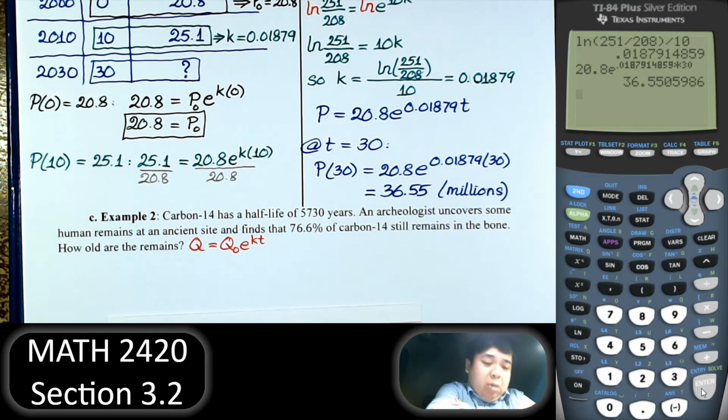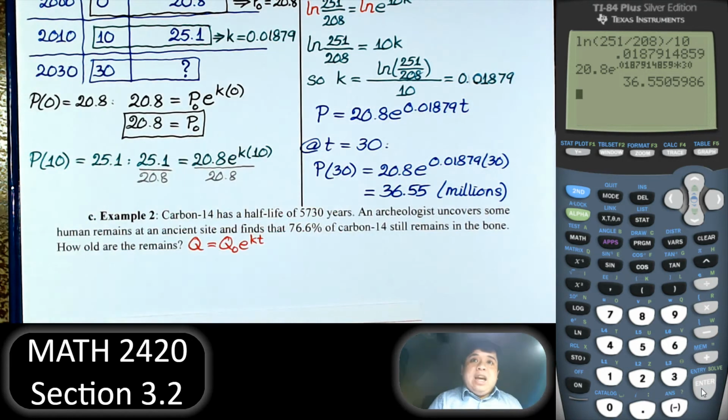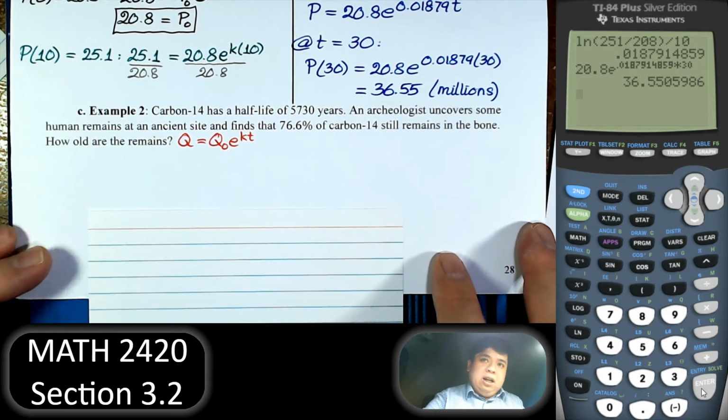Right, let's read the problem. Carbon 14 has a half-life of 5730. The background of this, by the way, with more details, I'm going to put the link in the description. If you want to know more about carbon dating, just look at the short video in the link in the description.